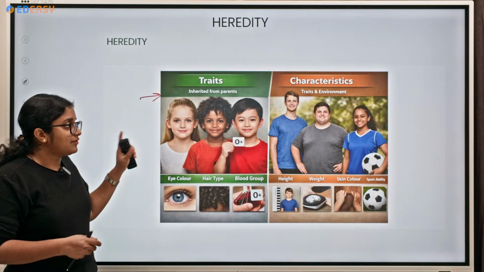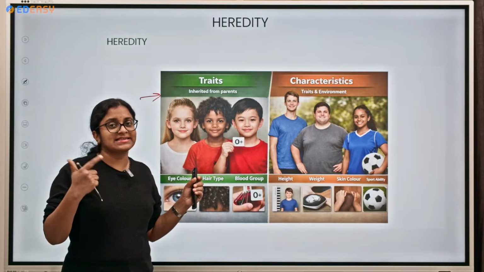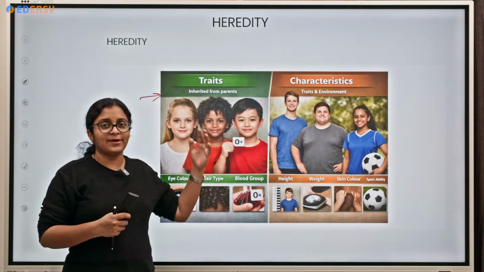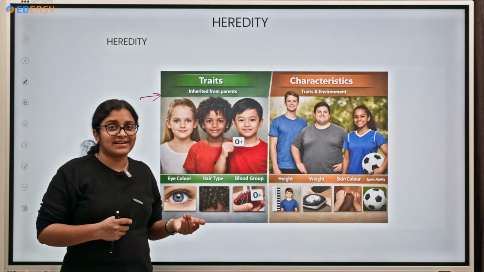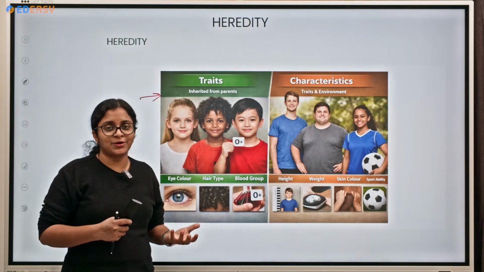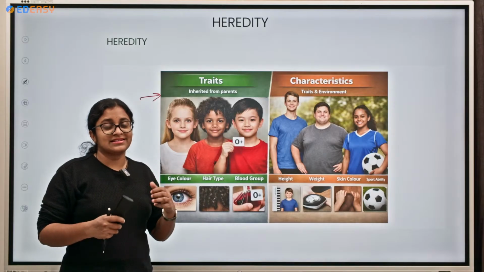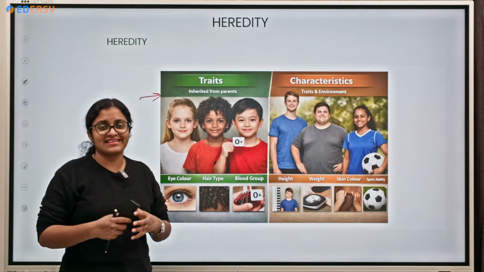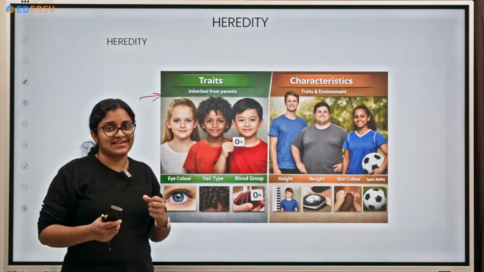One more thing to remember: traits are of two types, inherited traits and acquired traits. Inherited traits are those we owe to our parents, genetic. But acquired traits are the ones we need to develop. Some of you might have the ability to swim, some might be learning skills like dancing, singing, and some are good at sports. All these are acquired traits.